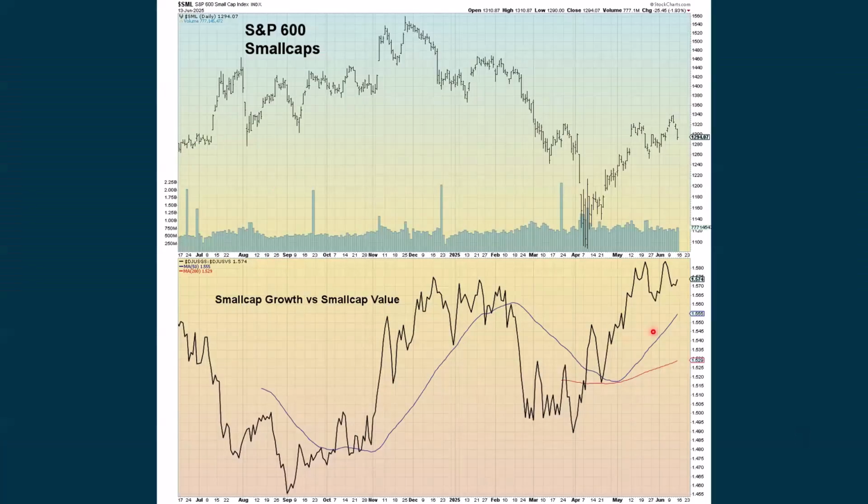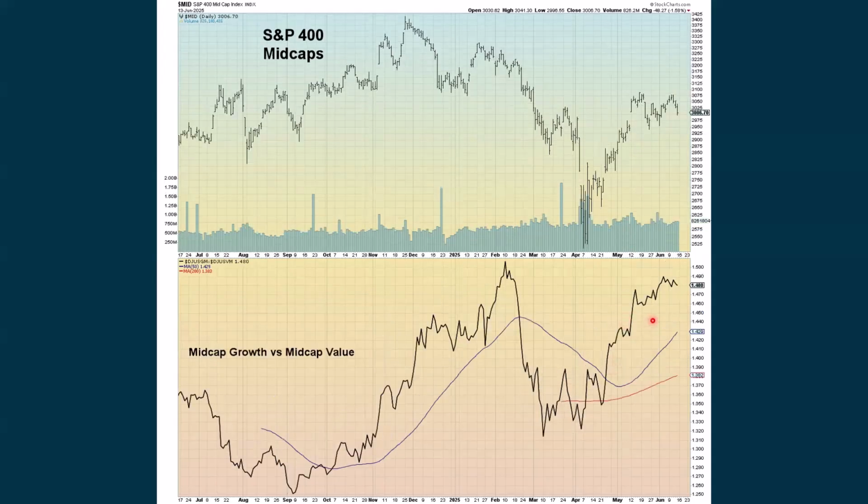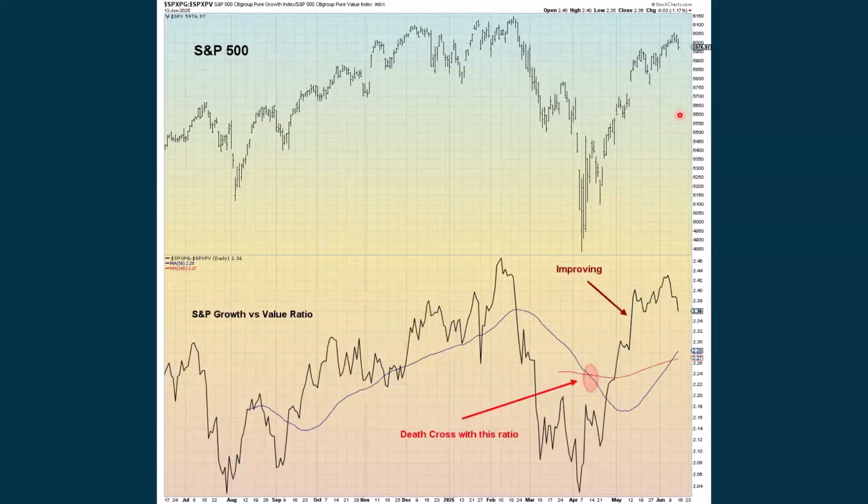Then we break it down a little bit more. We look at small cap growth to value. Still holding up quite well, even though the small caps haven't been doing all that well. They have little spurts to the upside, and then they end up giving back a lot of those gains. But the growth to value ratio is still looking pretty good. Also, still looking pretty good with the mid caps, even though the index itself has been struggling in 2025.